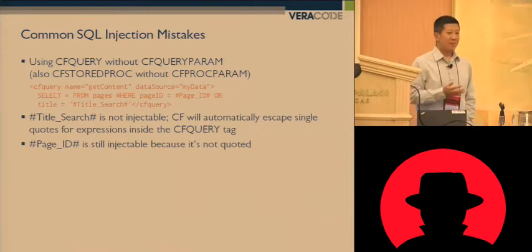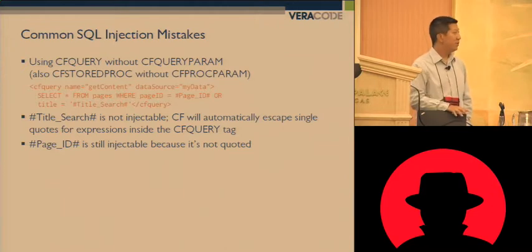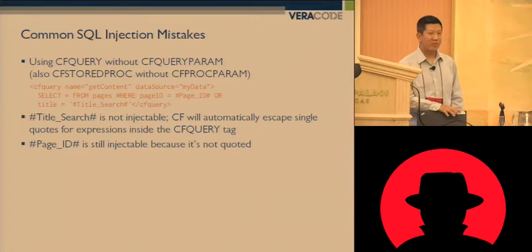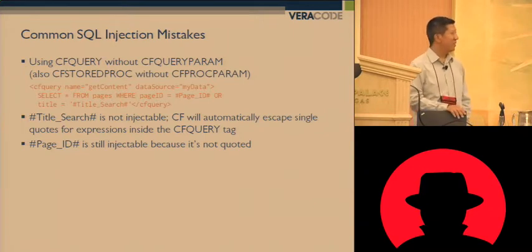So you might think by looking at this that both page ID and title search are injectable. That for page ID, you could do a union select or put a semicolon or whatever, or for title search that you could put a single quote and escape out of that and then start to manipulate your query. In fact, ColdFusion actually has a mitigation against some of this stuff. Title search is actually not injectable.